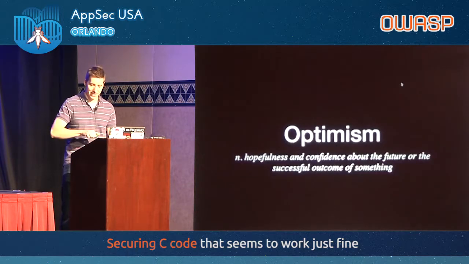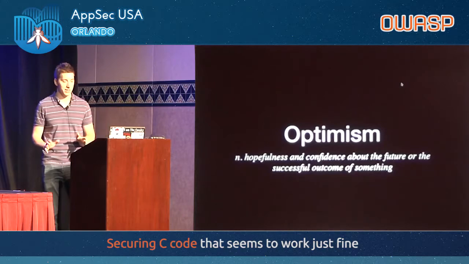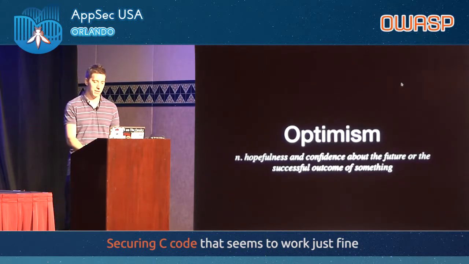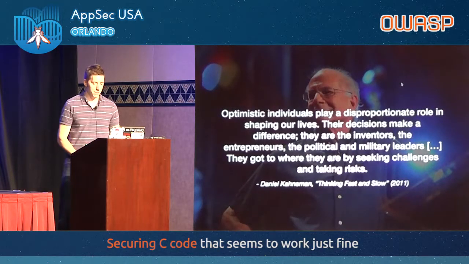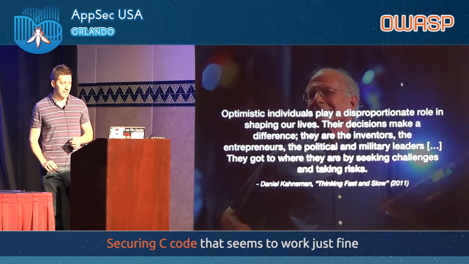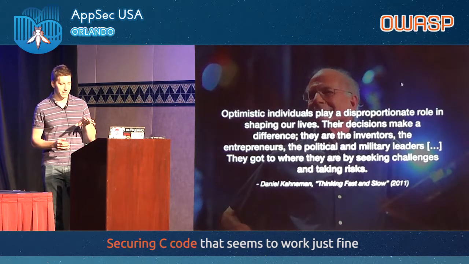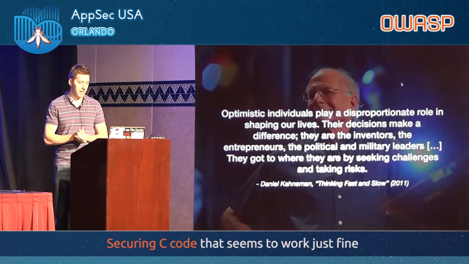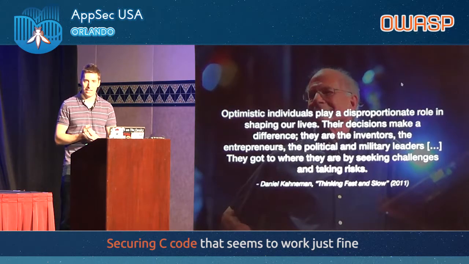And it's thanks in large part to this idea of optimism. The dictionary says that optimism is hopefulness and confidence about the future or successful outcome of something. The guy in the background here is Dr. Daniel Kahneman. He wrote a book back in 2011 that dealt with optimism and a whole bunch of other topics, and he won the Nobel Prize for economic sciences back in the early 2000s. This is a quote from his book. I'm just going to read it.